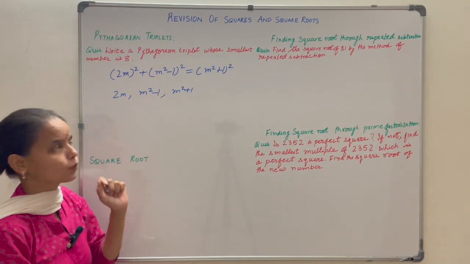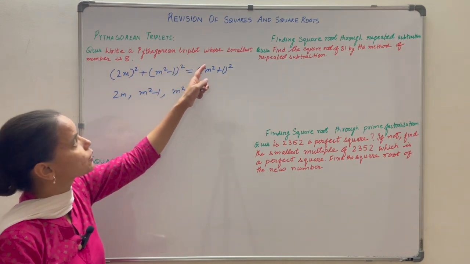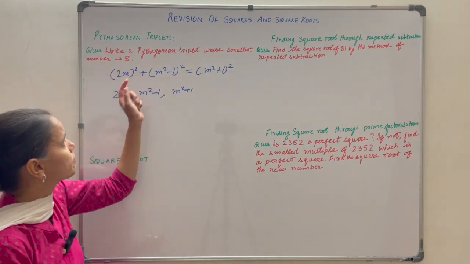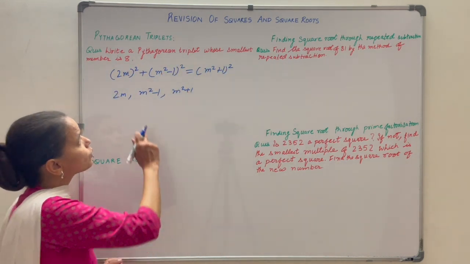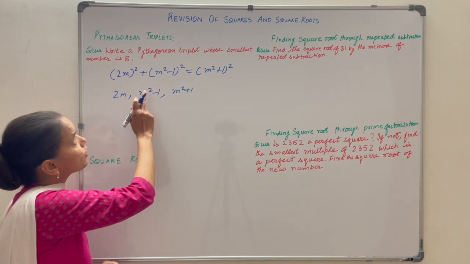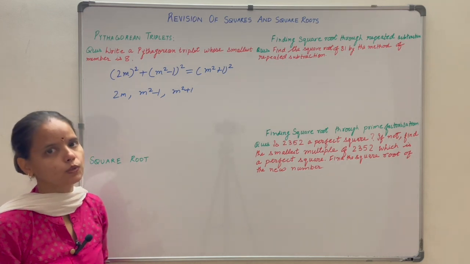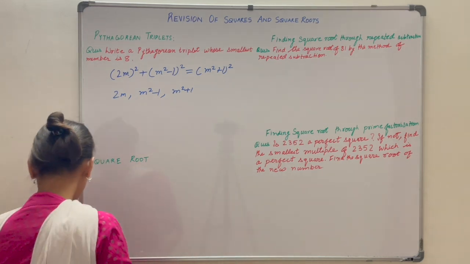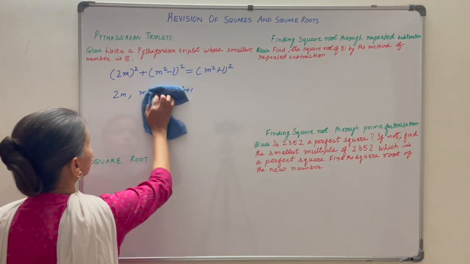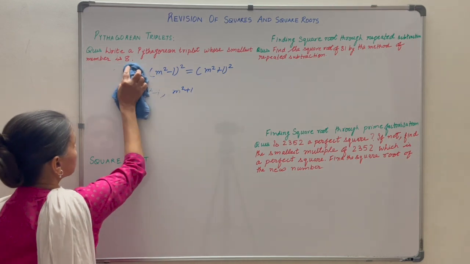Now let us take this question. It says write a Pythagorean triplet whose smallest member is 8. Out of these three, you have to assume that 8 is this or this and then start working out. Let us do this question. So let us assume m square minus 1 is equal to 8.